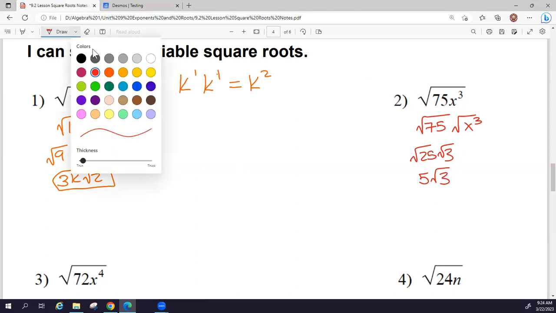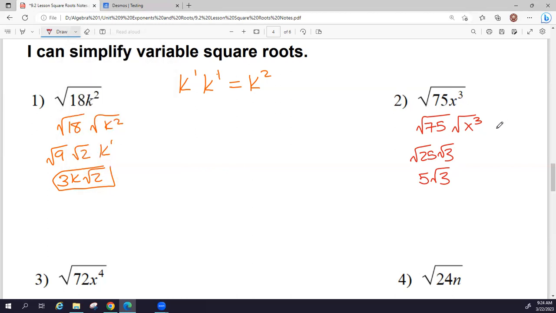Now let's look at x cubed. We want to break these variables up into exponents that are even numbers. We want even numbers, like 2, 4, 6, 8. And so I can rewrite x cubed as x to the first times x squared.